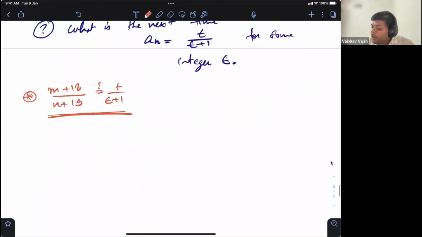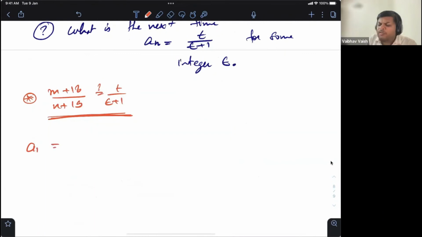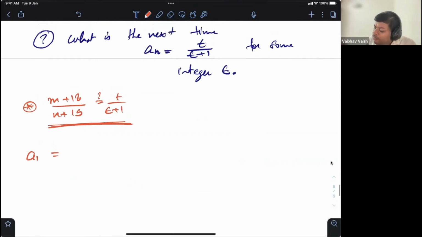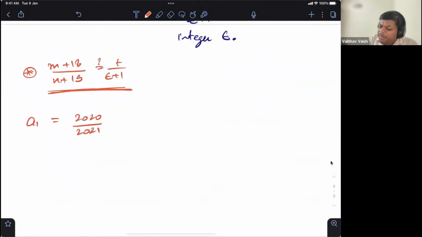So let's carry on. See, what we have is A1. Let's do the first few steps of computation and see what happens. So you have what we defined: 2020 by 2021. We could have begun with 2021 by 2022; that's also fine. So what is next, A2? They don't have a common factor, clearly, since they are consecutive. So you add 18 to both. What do you get?